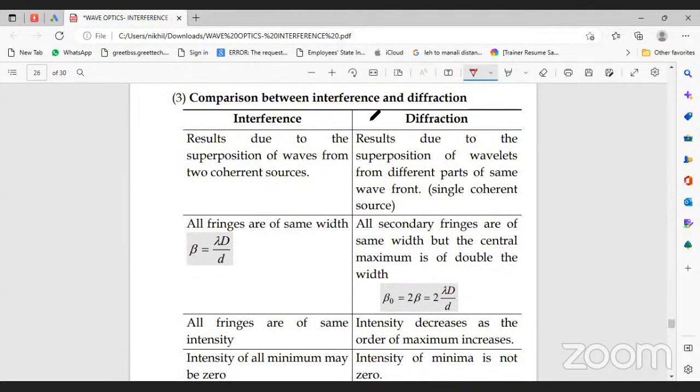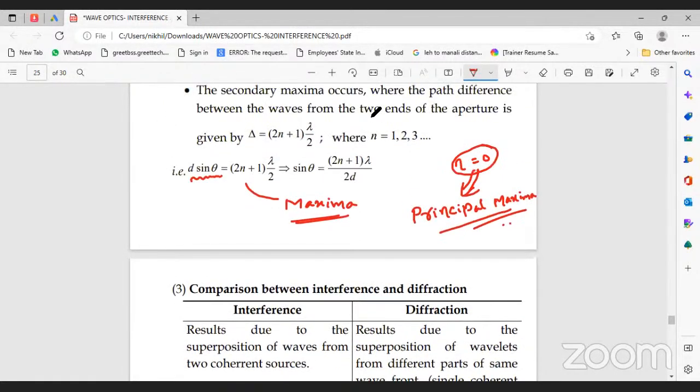Now, sir, that's the path difference, sir. Yeah, tell me once again. Yes, sir.